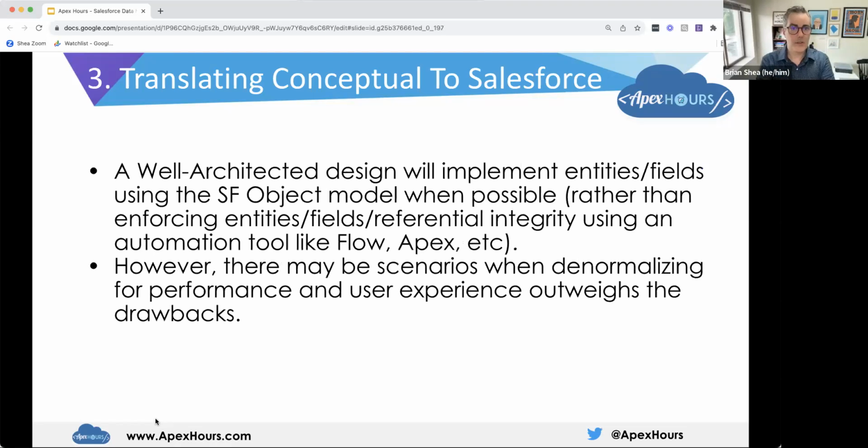A few points to call out here. Well-architected design will implement entities, fields using the Salesforce object model when possible. So I want to be clear here, all things being equal, we'd rather implement our conceptual entities as Salesforce objects. It's not a best practice to be enforcing entities, fields, referential integrity using automation tools. That's not best practice, and I don't want to imply that it is. However, there may be scenarios where denormalizing for performance and for user experience outweighs the drawbacks.